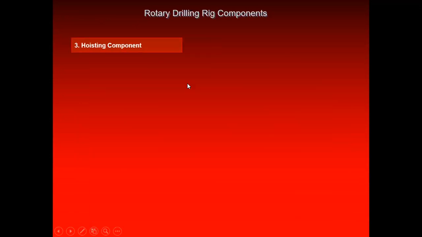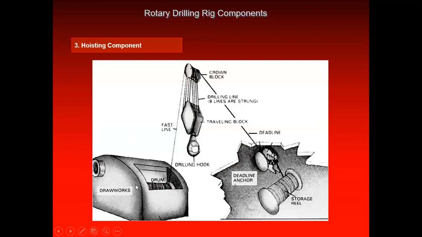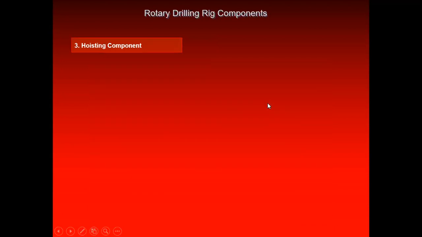This is the hoisting system. That's the last explanation. So there's a drilling line. It's a wire, steel wire. It's going through the crown block, weaves, and through the traveling block. This is the hook, and then this is. So then by operating this drawworks, we can lower or raise all the drill string that we have here.